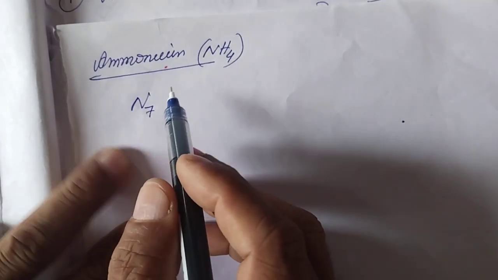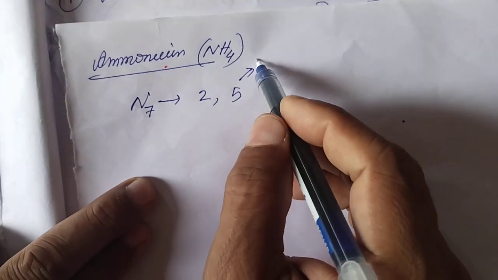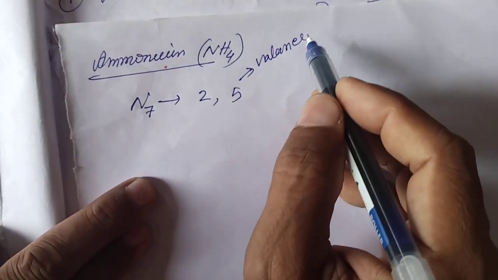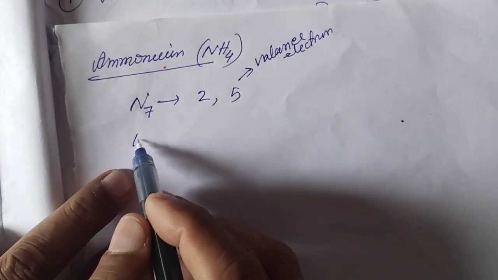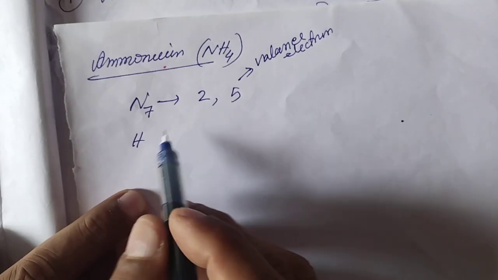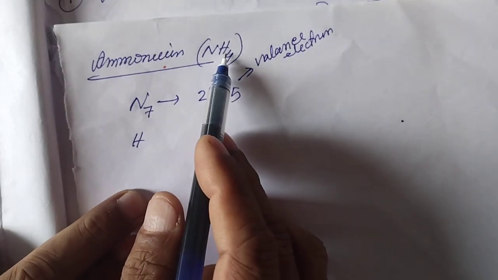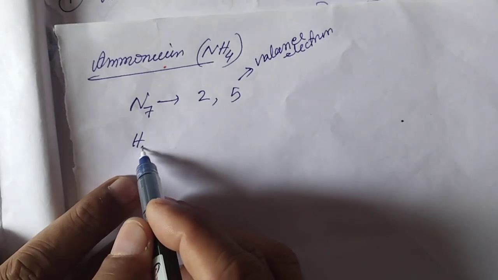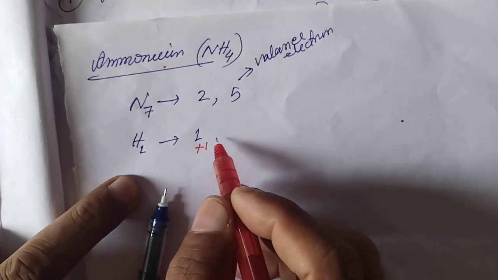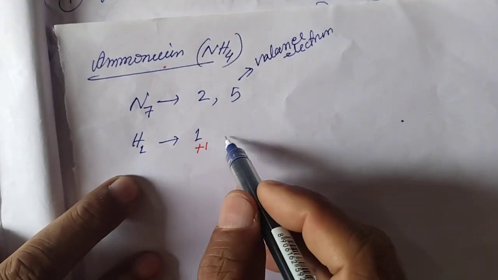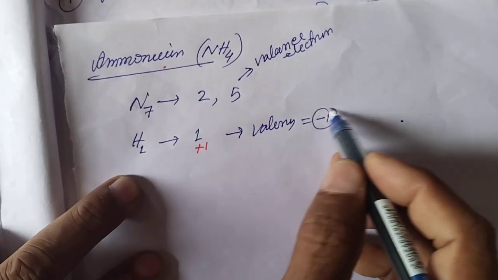Nitrogen atomic number is 7. So if we distribute, it will be 2 and 5. So the valence electron, how many? It is 5. And hydrogen, in this case, will accept an electron, okay? When oxygen is not there, hydrogen accepts an electron, valency negative. It has only 1, so it will borrow 1 electron to make it 2. So hydrogen valency, how much? In this case, hydrogen valency is -1 because it has borrowed an electron.